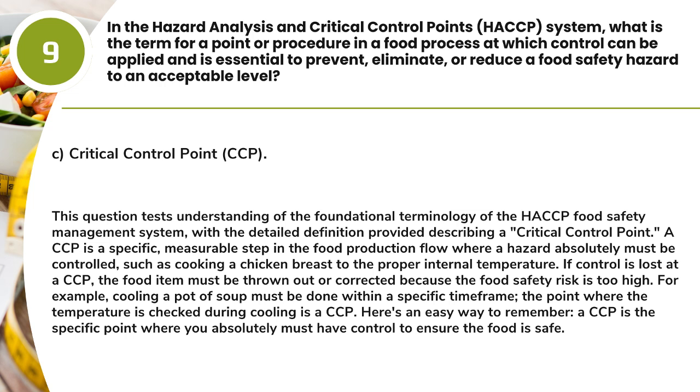If control is lost at a CCP, the food item must be thrown out or corrected because the food safety risk is too high. For example, cooling a pot of soup must be done within a specific time frame. The point where the temperature is checked during cooling is a CCP. Here's an easy way to remember. A CCP is the specific point where you absolutely must have control to ensure the food is safe.